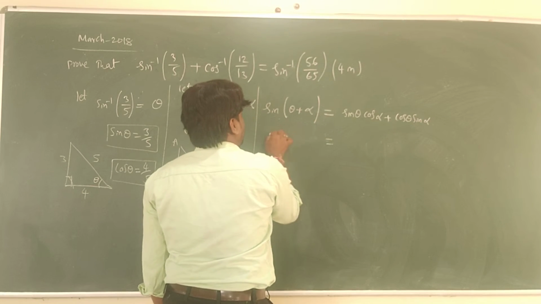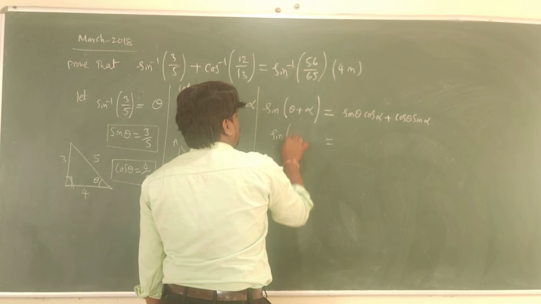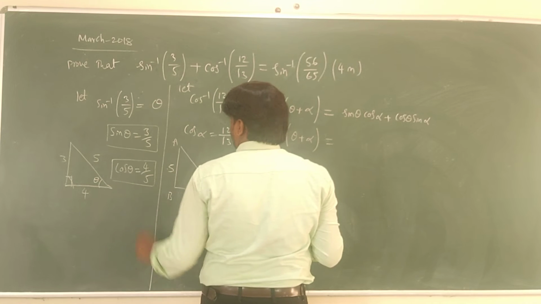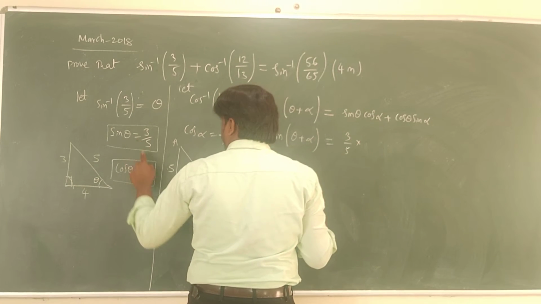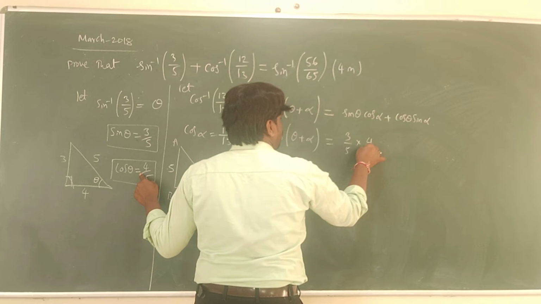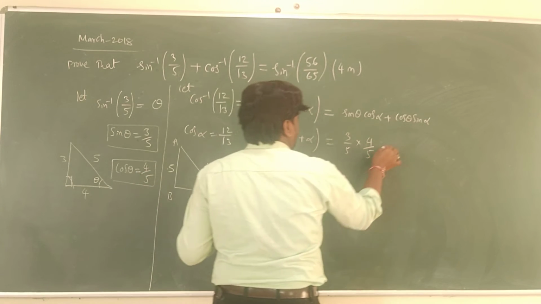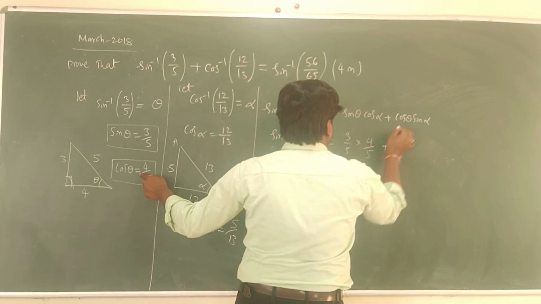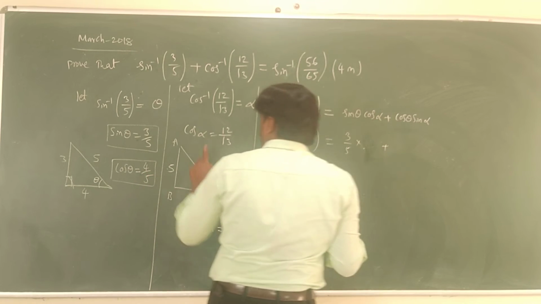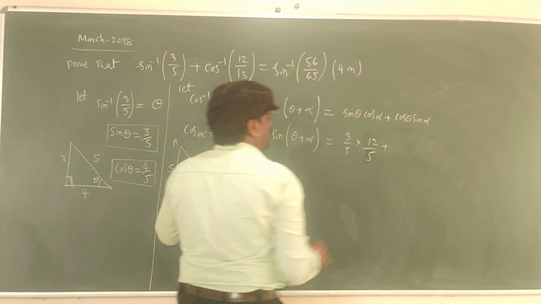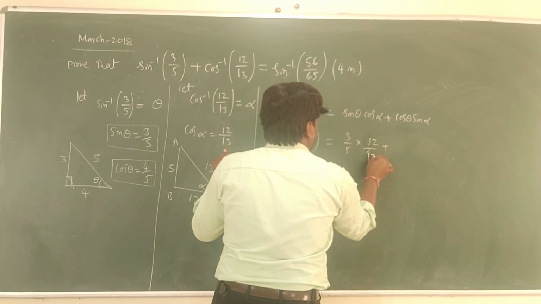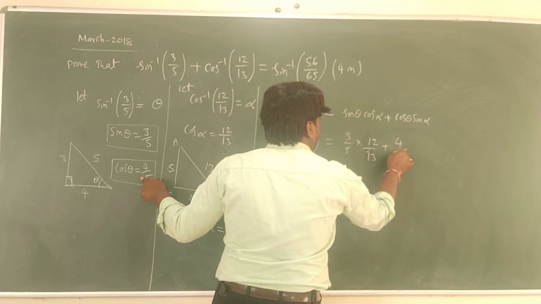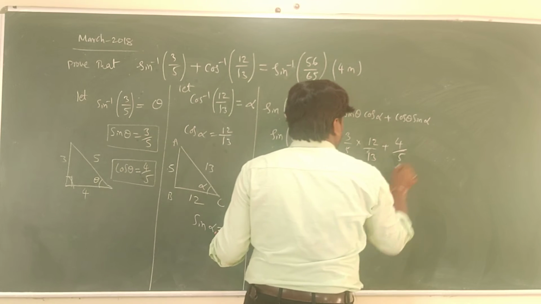So if I use it here, sine of theta plus alpha is equal to sine theta, which is 3 by 5, times cos alpha, which is 12 by 13, plus cos theta, which is 4 by 5, times sine alpha, which is 5 by 13.